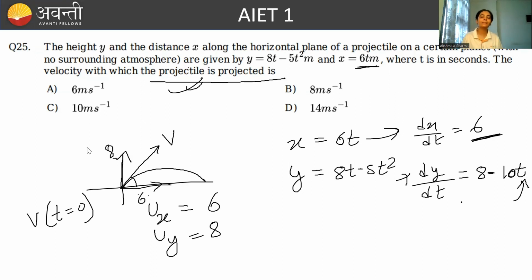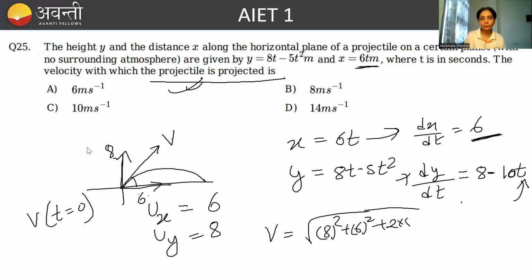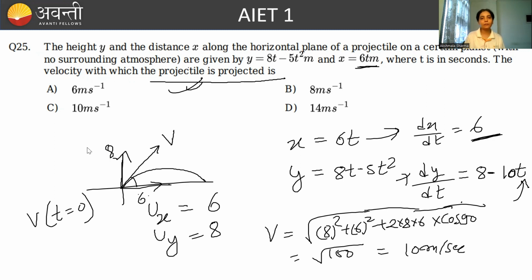So how much will be the net value of v? तो वेक्टोरियली ऐड करेंगे, यानी कि 8 का स्क्वायर प्लस 6 का स्क्वायर प्लस 2 इंटू 8 इंटू 6 इंटू cos of the angle, इन दोनों के बीच का एंगल कितना है? 90. सो cos 90 तो ऐसे भी 0 होगा. So this will be root 100, यानी कि 10 मीटर पर सेकेंड. So answer will be which one? C. ठीक है, चलो.